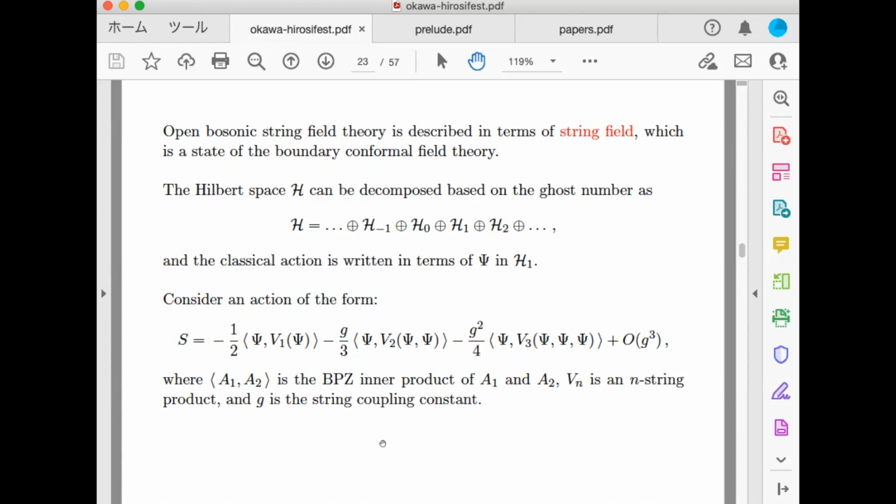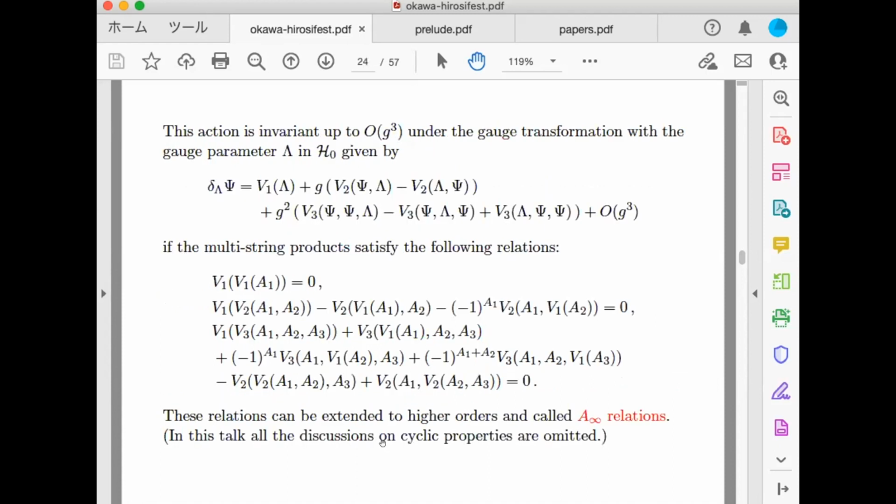It is open superstring field theory. This action is invariant under the gauge transformation generated by the same set of parameters, and it should be invariant under this gauge transformation if the products satisfy these relations. This relation we need up to order g cubed.